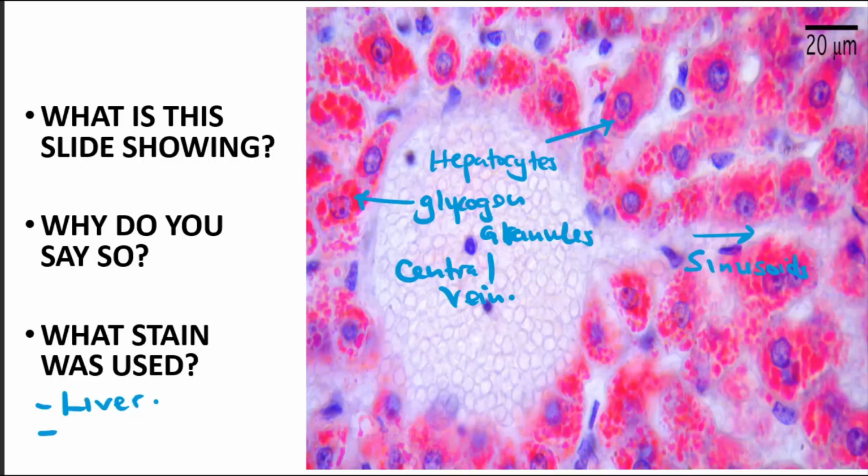Sinusoids. What stain was used? Here we've used the periodic acid-Schiff stain, which is denoted as PAS, to show the glycogen granules.